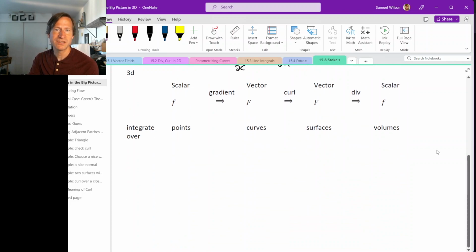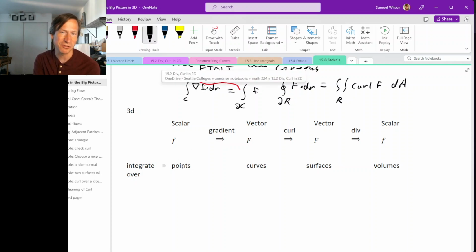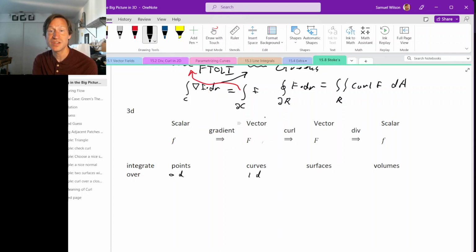So here's the corresponding situation in 3 dimensions. We have scalar valued functions that we can still integrate over points, which again just means evaluating them. If you take the gradient of a scalar valued function, you get a vector valued function. Vector valued functions you can integrate over curves, so points are 0-dimensional objects, curves are 1-dimensional objects. If you take the curl of a vector field in 3D, you get another vector field. And we can integrate vector fields over surfaces. Surfaces are 2D objects, of course.